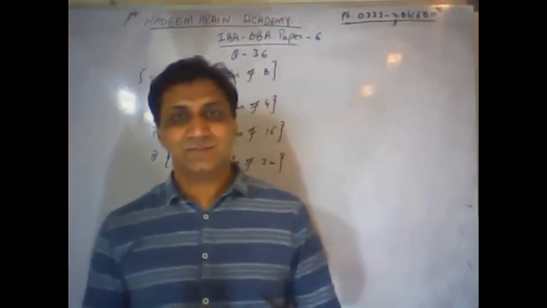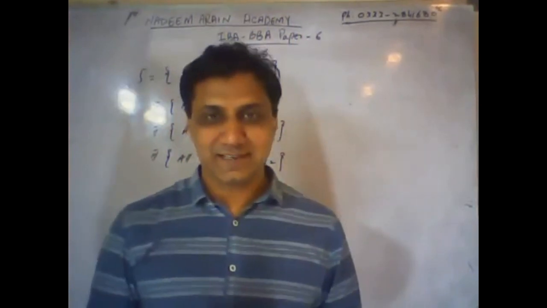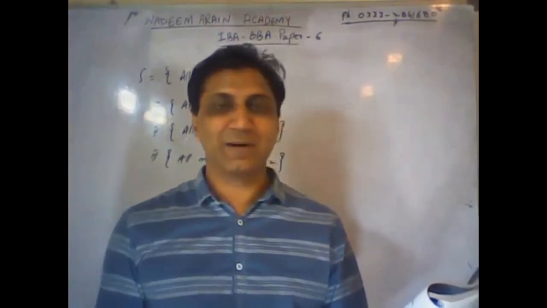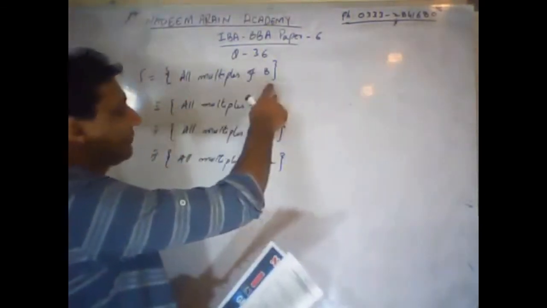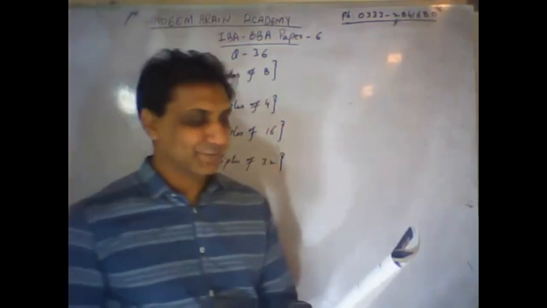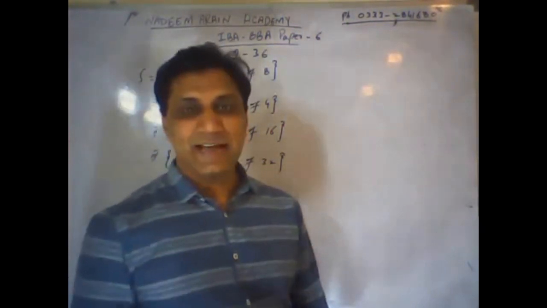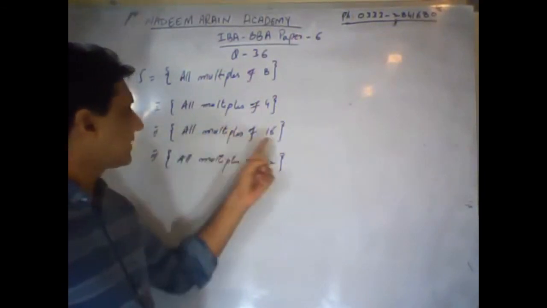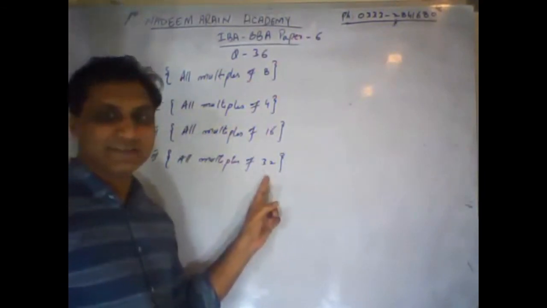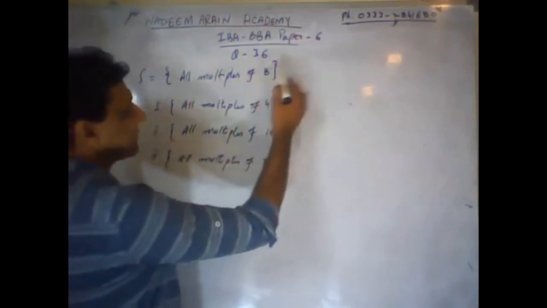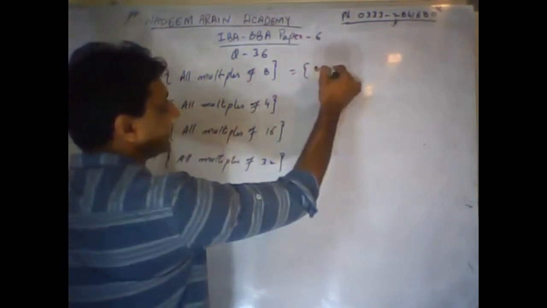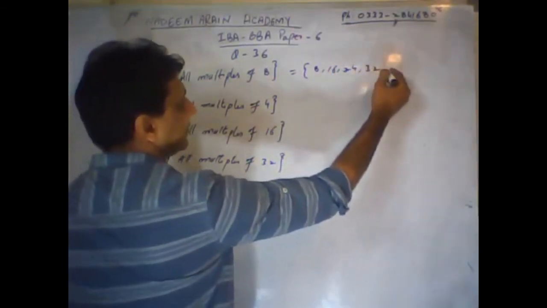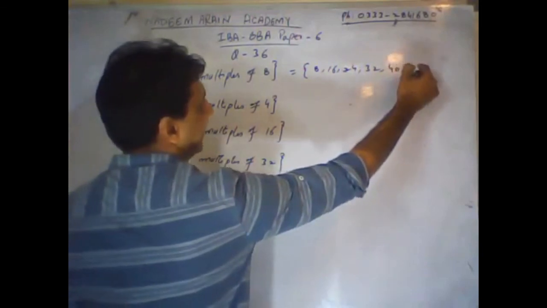Hello students, this is question number 36 from IBA past paper 6. The question says the set S consists of all multiples of 8. Okay, it says which of the following sets are contained within S? These 4 sets are given. All multiples of 4, all multiples of 16, all multiples of 32. Okay, so what are the multiples of 8? They are 8, 16, 24, 32, 40, 48, and so on.